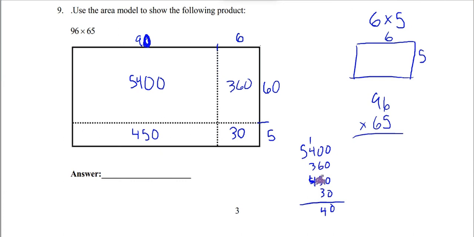400 plus 300 plus 400, right? 400 plus 400 is 800, 9, 10, 11, 1200, right? So that's 1,000. 5,000 plus 1,000 is 6,000. So 6,240, right? That little guy right there.